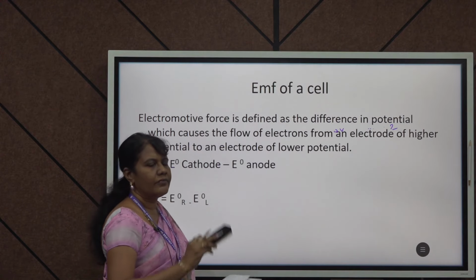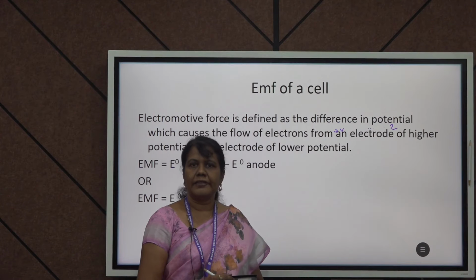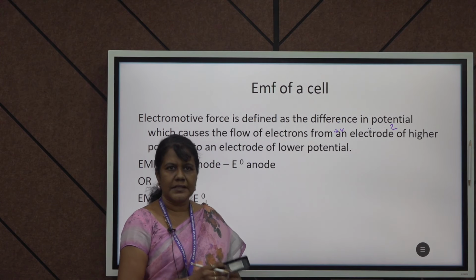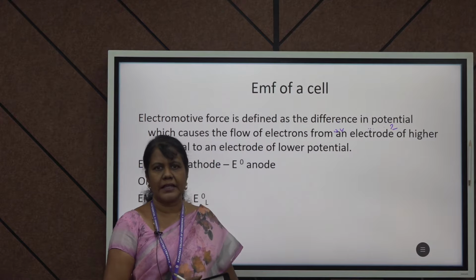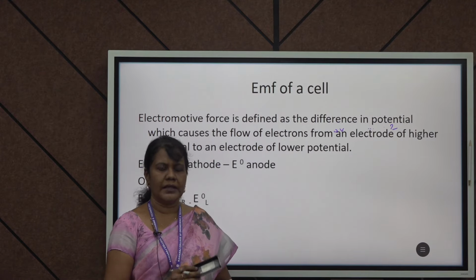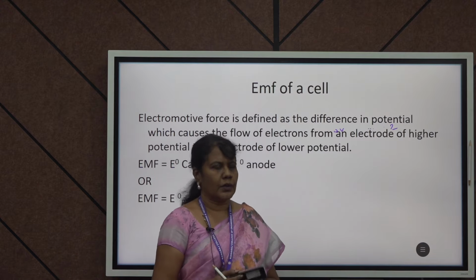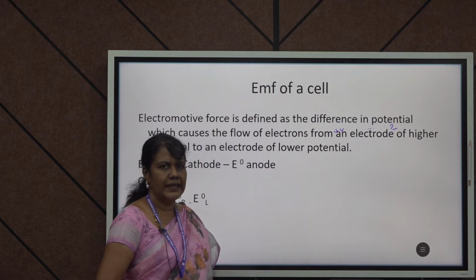In a cell, the cathode will be on the right hand side and the anode on the left hand side. A simple example is a Daniel cell, in which zinc, which is the anode, will be to the left and copper, which is the cathode, will be to the right. Both will be connected with a voltmeter, and a salt bridge will be there to connect the solutions. So E naught right minus E naught left is used to find the EMF of the cell.